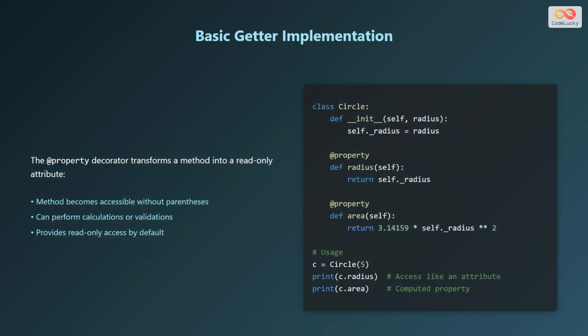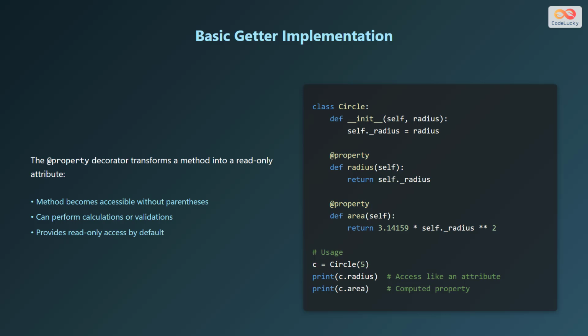The @property decorator transforms a method into a read-only attribute. This means that the method becomes accessible without parentheses, allowing you to perform calculations or validations. It provides read-only access by default.